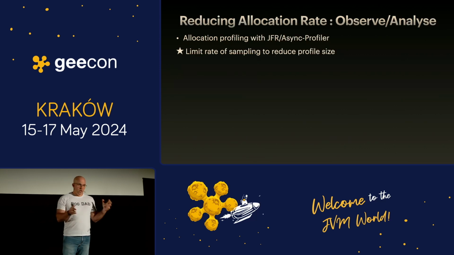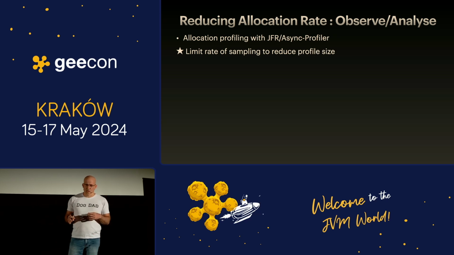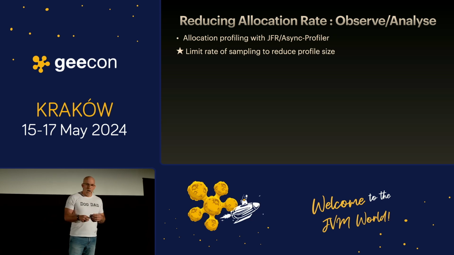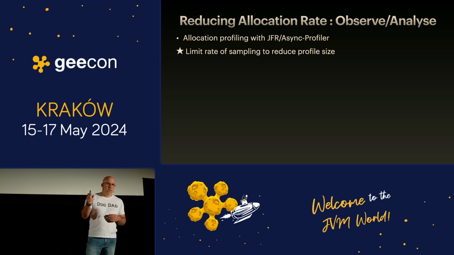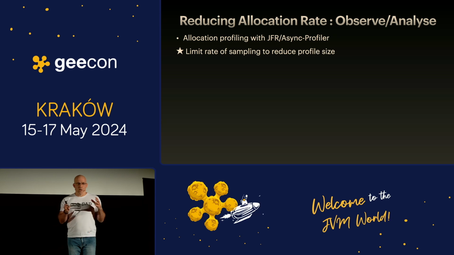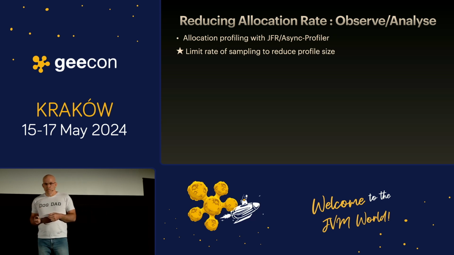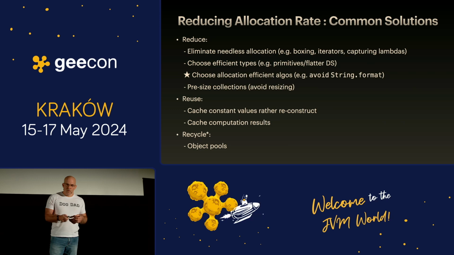You can observe allocations, profile allocations. I gave a talk at GeeCON Prague about allocation profiling 5 years ago or so, look it up if it's still somewhere on the internet. You can profile with async profiler or JFR, and because a lot of applications allocate an awful lot, you can limit the sampling, and then your profile won't be gigabytes, it'll be smaller and more manageable. So that's good to keep in mind if you're doing allocation profiling.